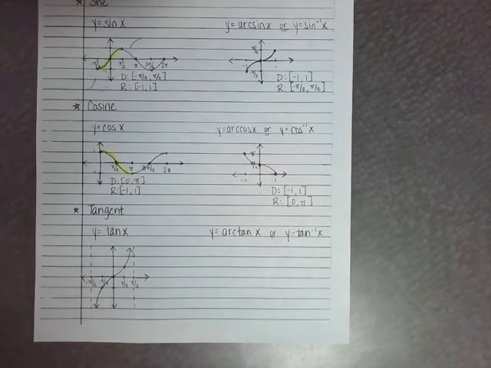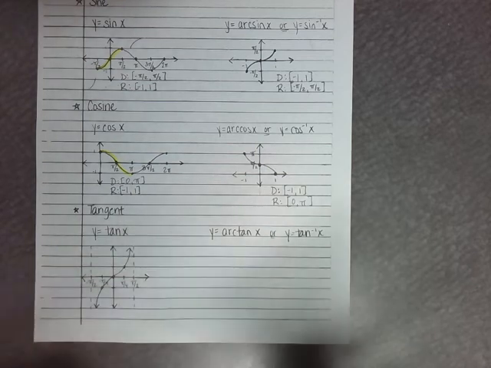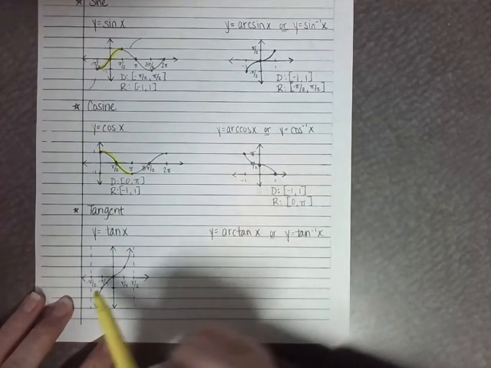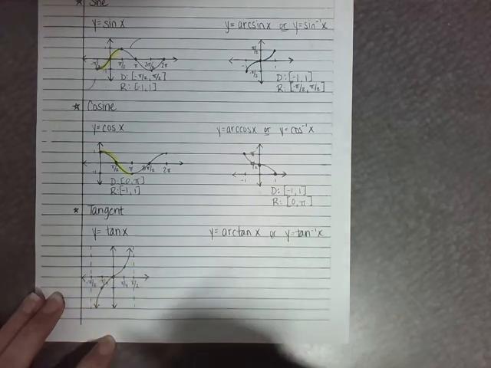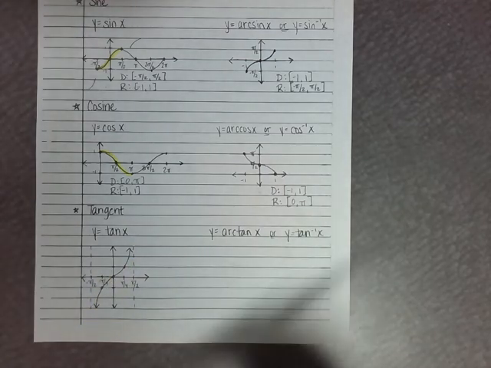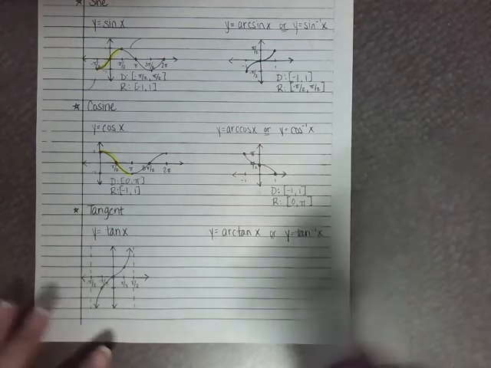Okay, and this one already does pass the horizontal line test if you're just looking at this one period. There's nowhere that I would draw a horizontal line here that it would cross my graph more than once if you're just looking at that one period. So we're just going to focus on that whole thing.